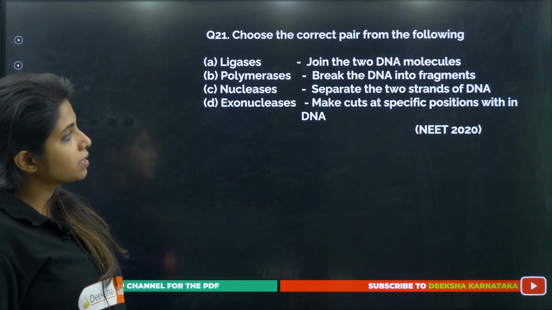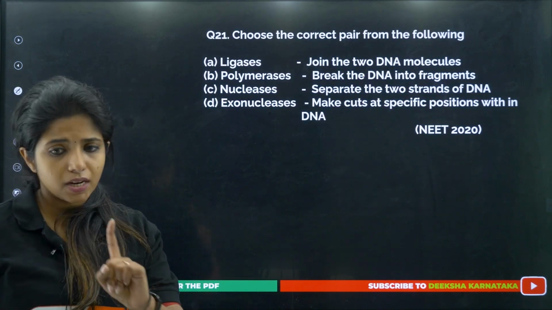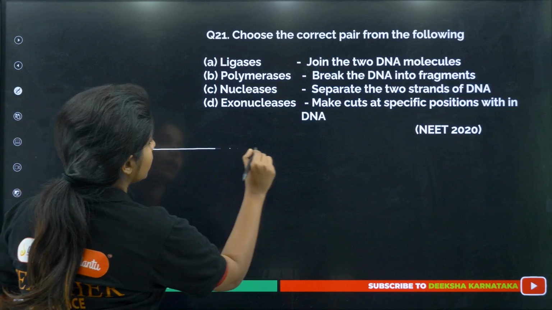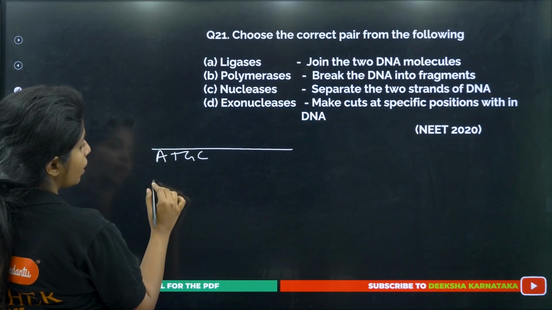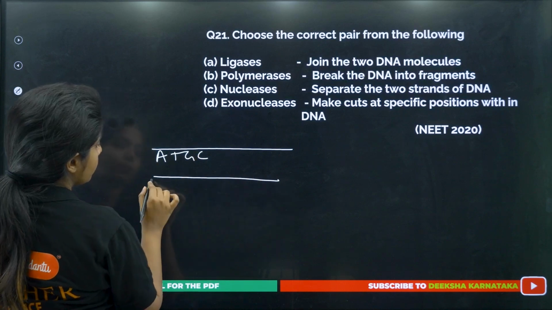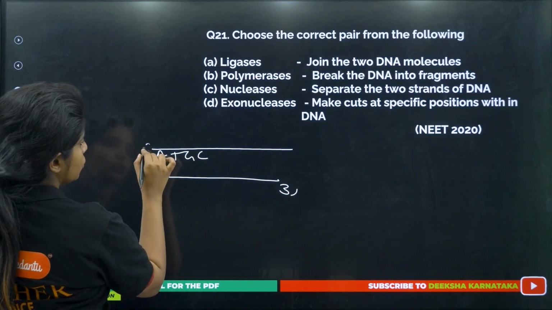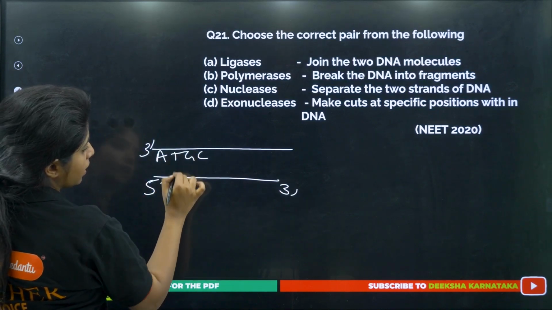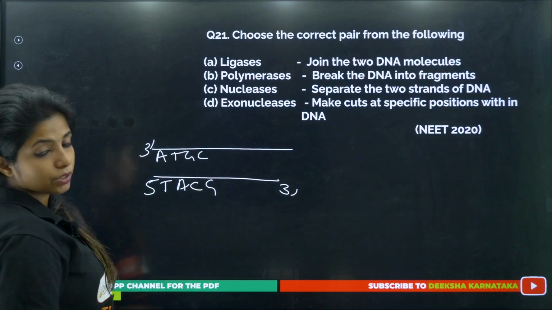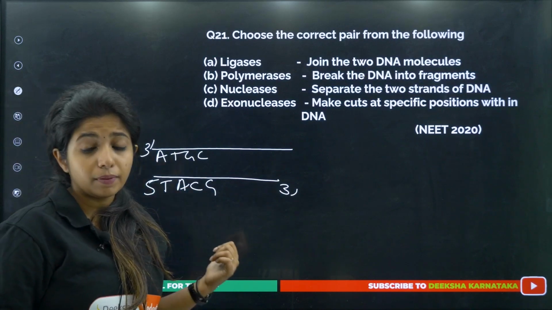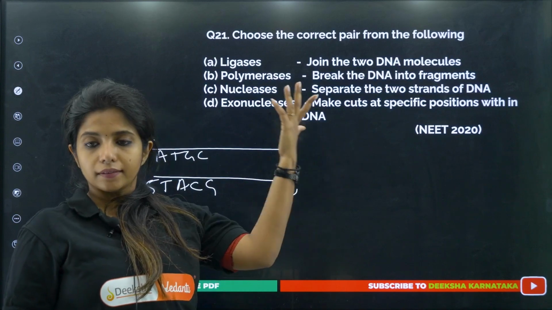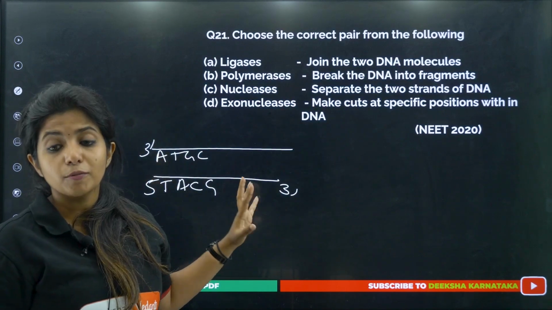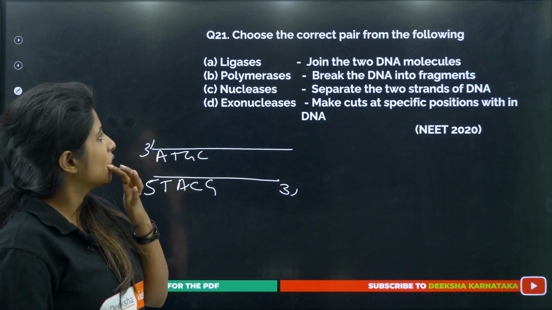Let's see. Polymerases breaks the DNA into fragments. That is entirely false, because if we have DNA polymerase or any polymerase, for example A, T, G, C is there in this strand, DNA polymerase will form in 5' to 3', so it will form the complementary strand A, T, C, G. This is the function of DNA polymerase. It is helping in replication. RNA polymerase helps in the formation of RNA. Anyways, it is helping in the formation of a new strand. It does not help in breakdown.